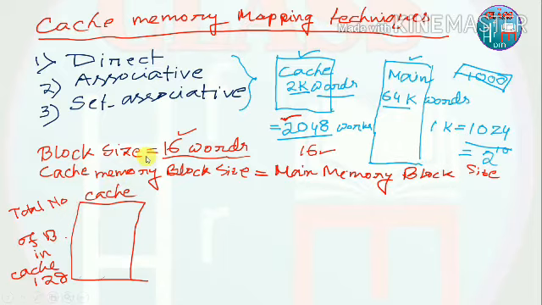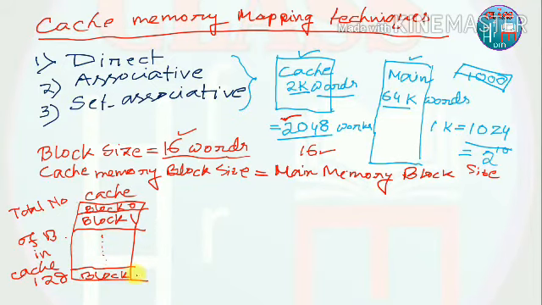So how will the block numbers be represented? The first block will be block 0. Then the second block is block 1, because it will start from 0. So what will be the last block? What will be the last block?